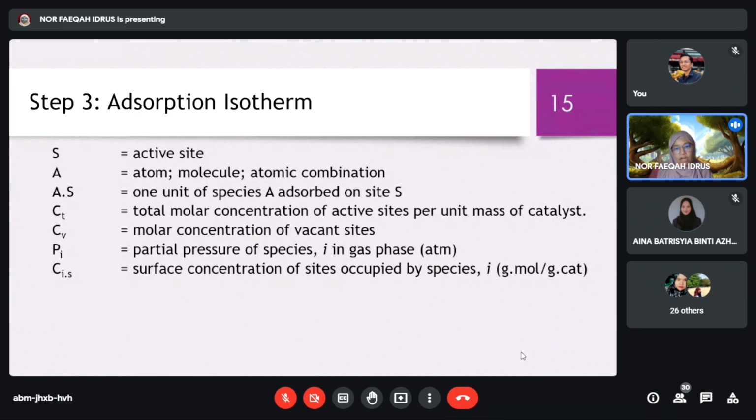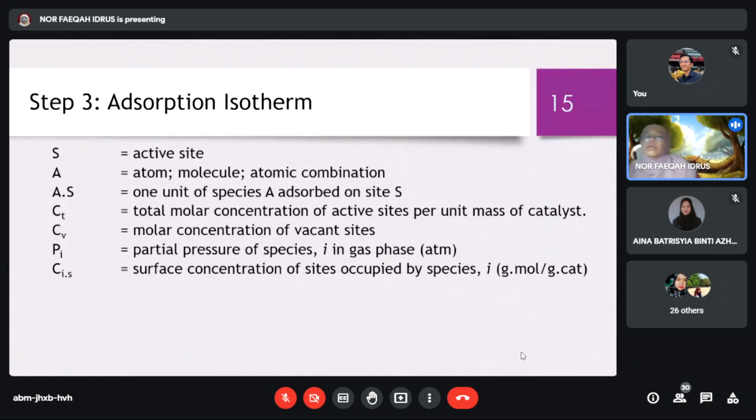How will the reaction occur? Okay, based on the collision between the molecule and the active site, the bond will be easy to break. So there is a bond between the molecule and the catalytic surface. So the collision must occur. The collision must occur in order for the reaction to occur. Okay, so a catalytic reaction will involve the chemisorption process.